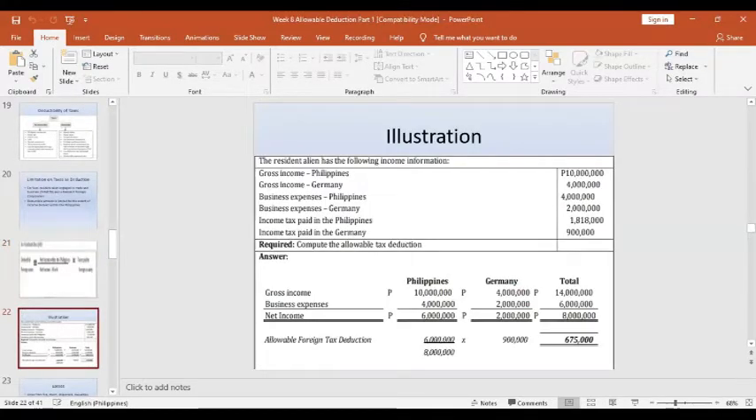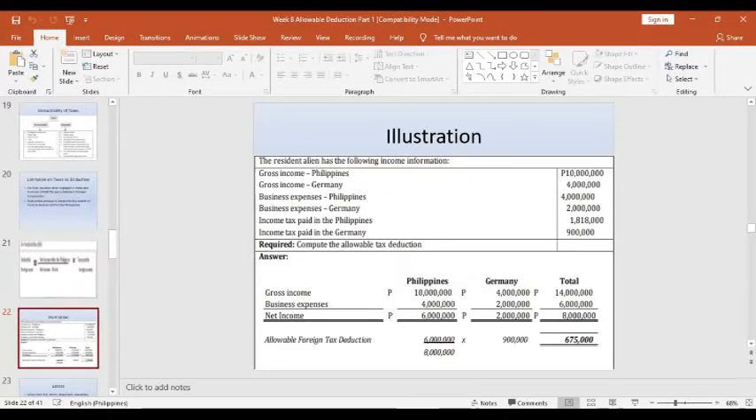Okay, so let's have the following illustration here. The resident alien has the following income information. Okay, so what are those? The gross income in the Philippines, the gross income in Germany, business expense in the Philippines, business expense in Germany, income tax paid in the Philippines, income tax paid in Germany. Okay, so those are the information. So the requirement is to compute for the allowable tax deduction. So we are only computing the allowable tax deduction to the gross taxable income.